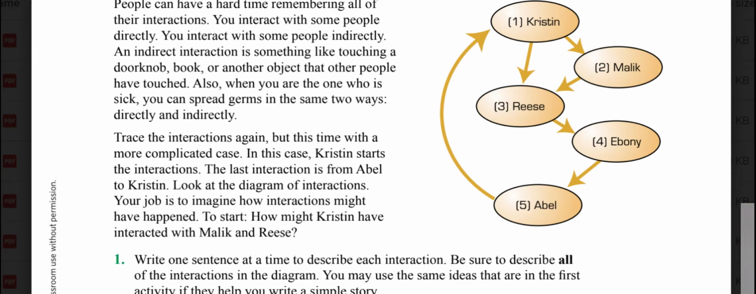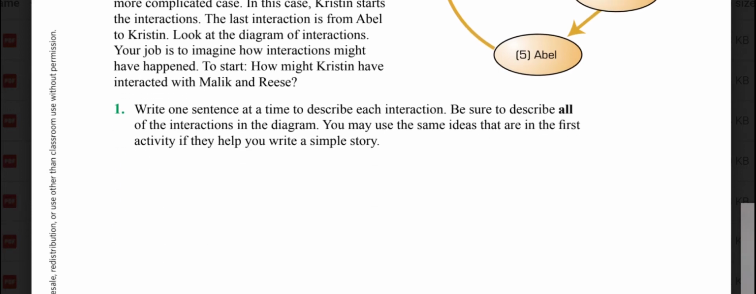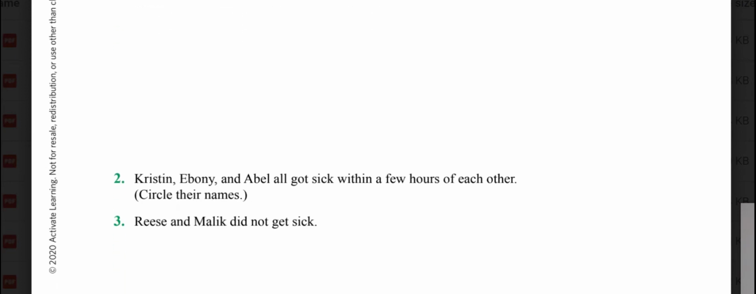In this case, Kristen starts the interactions. The last interaction is from Abel to Kristen. Look at the diagram of interactions. Your job is to imagine how interactions might have happened. To start, how might Kristen have interacted with Malik and Reese? Number 1, write 1 sentence at a time to describe each interaction. Be sure to describe all of the interactions in the diagram. You may use the same ideas that are in the first activity if they help you write a simple story.